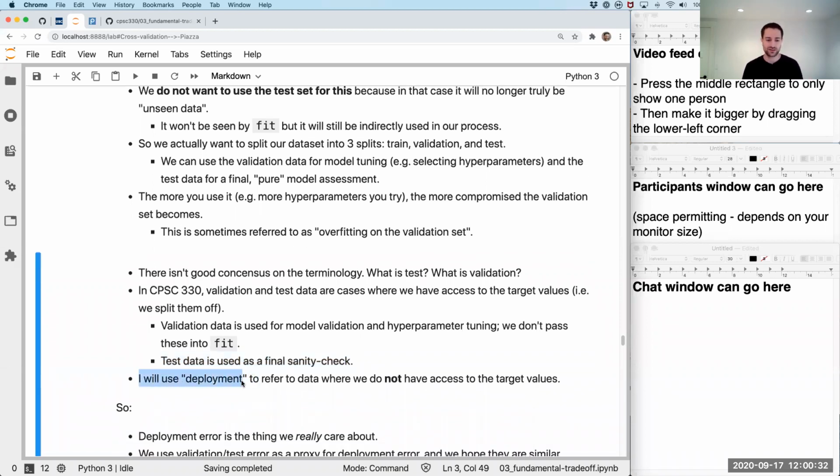And then I'm going to introduce a new term called deployment data, which is a term I made up, which is the final case where you actually want to use or deploy machine learning. Like, why are we doing this even to begin with? We're doing it to deploy it.